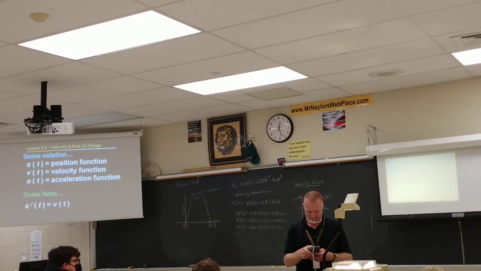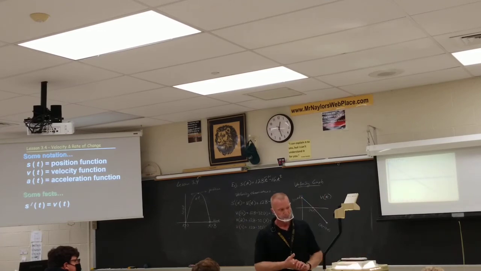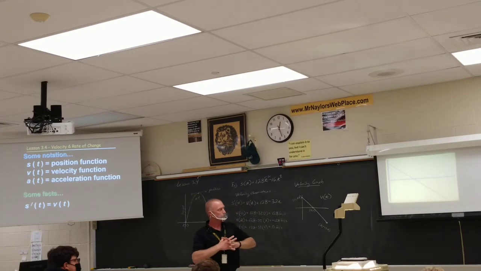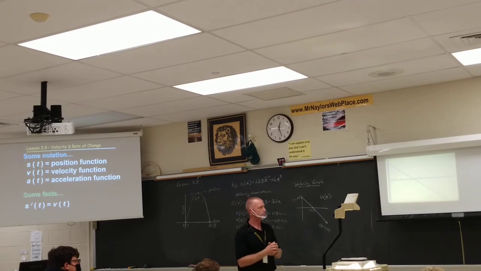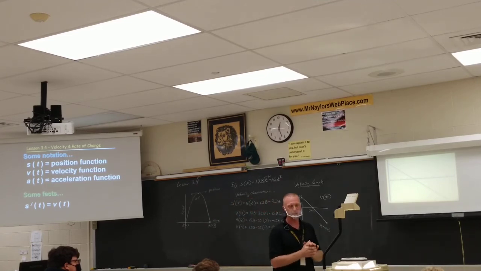How about mess around with it the correct way? Okay, but of course the graph of 128 minus 32t is going to end up being that straight line. Okay, so there's your velocity graph.